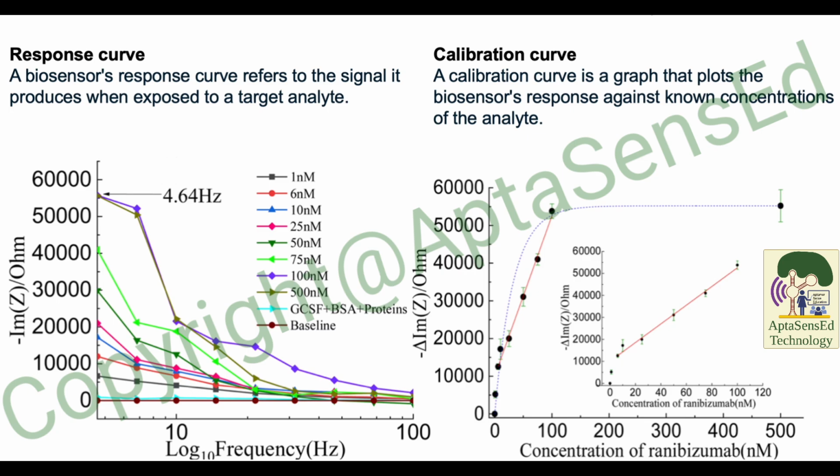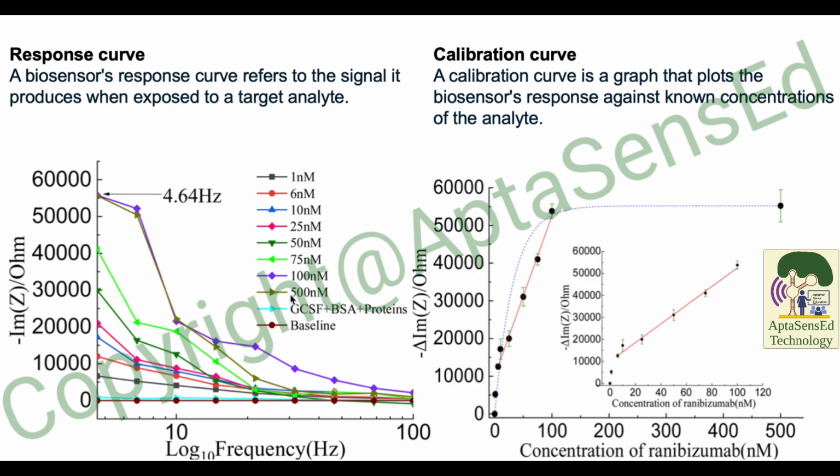Second graph is calibration curve. A calibration curve is a graph that plots the biosensor's response against known concentration of the analyte. Now, from the response curve for different concentrations of the analyte, from this information, you are going to plot the calibration curve. For example, 100 nanomolar concentration, you achieved this much of impedance.